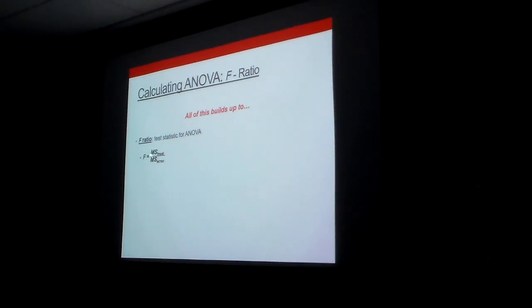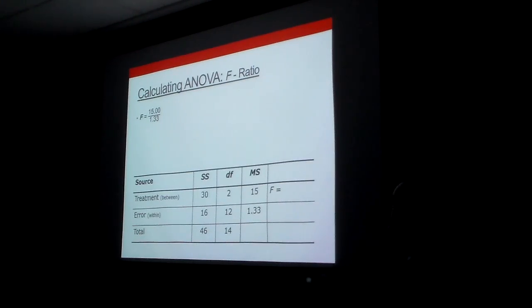Okay, so if we take our effect plus random noise over the top of random noise, this gives us our F-test. And again, thinking about this conceptually, it's our observed group differences over the differences that we would expect just based on random variability. Okay, and so here, if we take 15 divided by 1.33, that gives us our F ratio of 11.28. Okay. Questions about this?